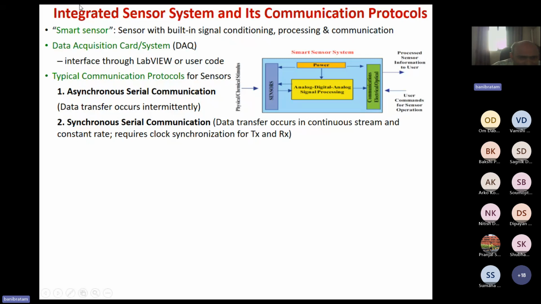Okay, so in this case we prefer synchronous also. Synchronous means the communications will be synchronized with respect to some clock. In this case the data transfer will occur in a continuous stream at a constant rate, and here clock synchronization is required for transmitter and receiver. So basically you can consider the transmitter of the sensor will be connected to the receiver of the processor where I want to transmit the data, or the other way.